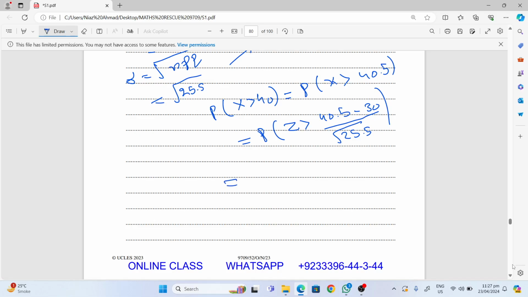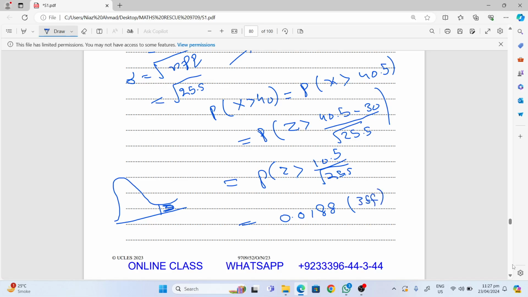So the probability will be of z that is greater than 10.5 over 25.5 whole under root. If it is greater than, then we can get this thing. If it is your binomial distribution, normal distribution curve, so my final answer is 0.0188 to 3 significant figures.